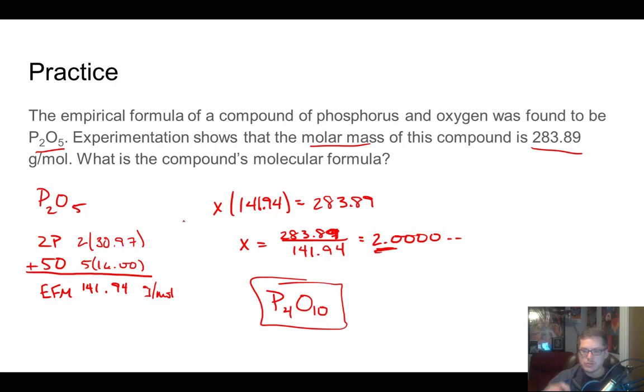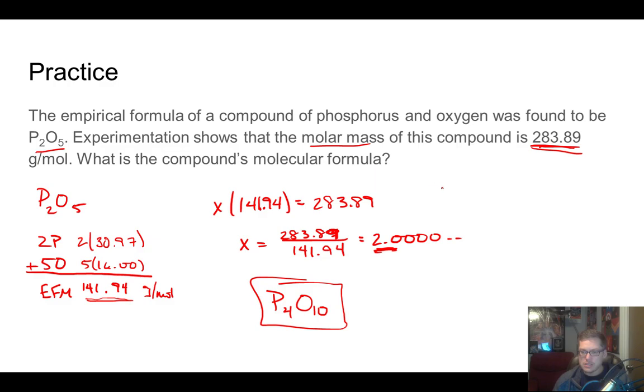All right, so just to recap what we've done here: we had the empirical formula and we needed to figure out what the molecular formula was. We know that the molecular formula mass is this 283.89, so we had to find the empirical formula mass. We found that it was 141.94, and then we divided that into our 283.89, and that ratio told us how many empirical formulas there are inside of each molecular formula. So there's 2 empirical formulas inside each of the molecular formulas, so we just multiplied our empirical formula by 2.